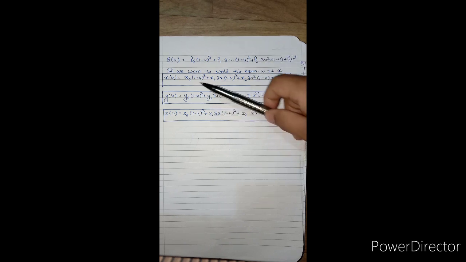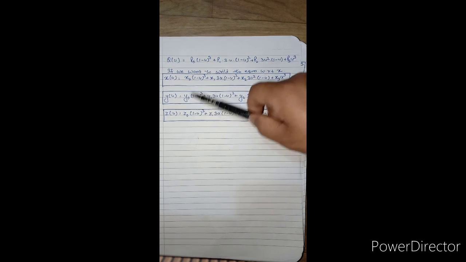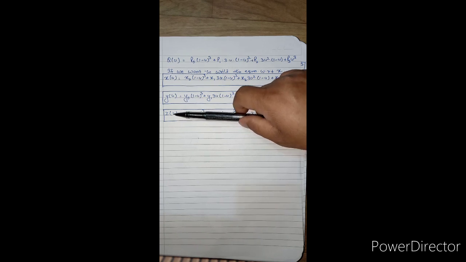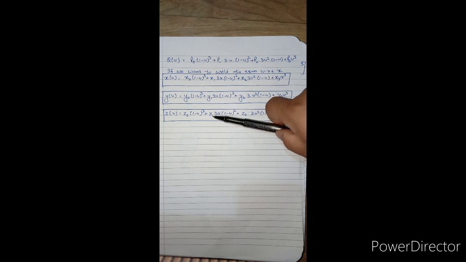In the same way, y of u is equal to: p0 is replaced by y0, p1 is replaced by y1, p2 is replaced by y2 and p3 is replaced by y3. And z of u is equal to: p0 is replaced by z0, p1 is replaced by z1, p2 is replaced by z2, p3 is replaced by z3, and the rest of the values are the same.